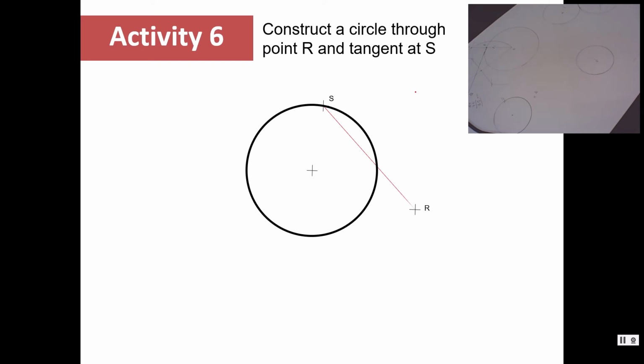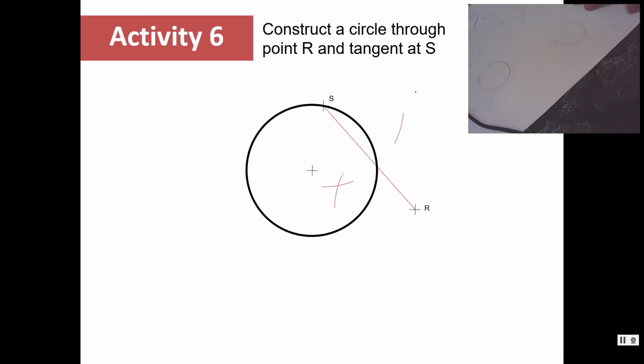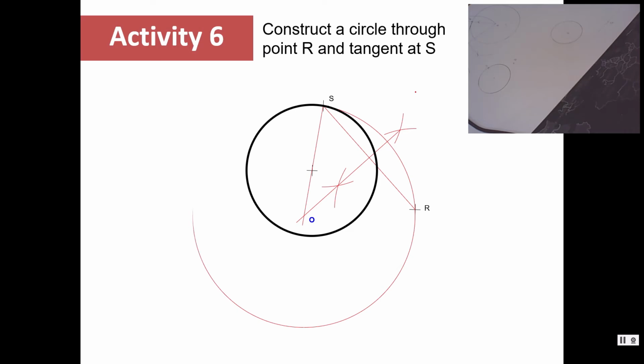The first thing is to draw a straight line from S to R and find the midpoint. And then you draw another straight line from S to the center point of the circle in order for you to get O. After you get O, you can draw the bigger circle that is going to touch point S and point R.